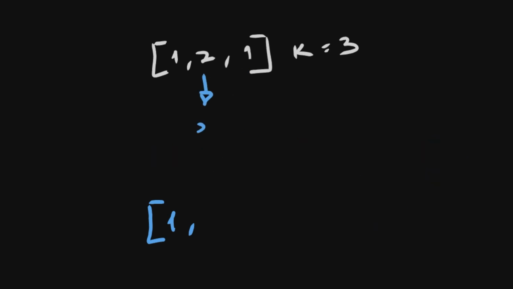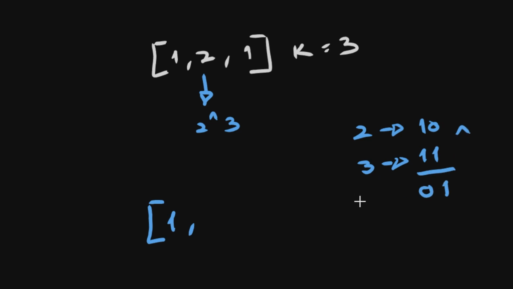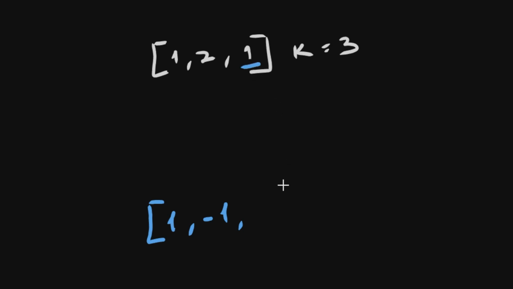Here we're doing 2 XOR 3, and remember 2 in binary is 1, 0, and 3 in binary is 1, 1. So 2 XOR 3 is 0, 1, and this is 1. So now we want to get the difference between the new value 1 and the current value 2. This is minus 1. So we put a minus 1 here in the new array at the same index. And finally we have another one here, so we put in the new array another 1.